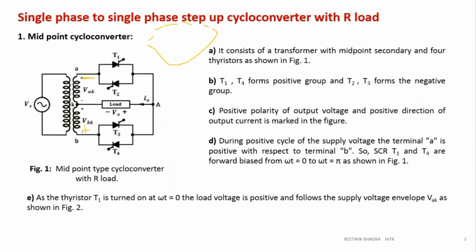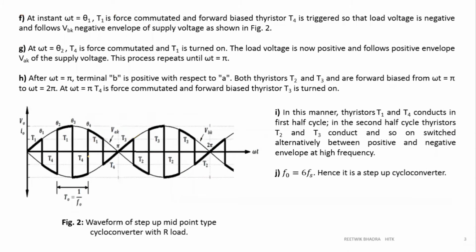Now which thyristor should be on? T2. Which thyristor should be on? T4. Sorry, T3. So now which thyristors are on? T2 and T3. If you have any doubt, you can stop me in between and ask. T2 and T3. Now, if you look at this figure, T4 is present over here, right?